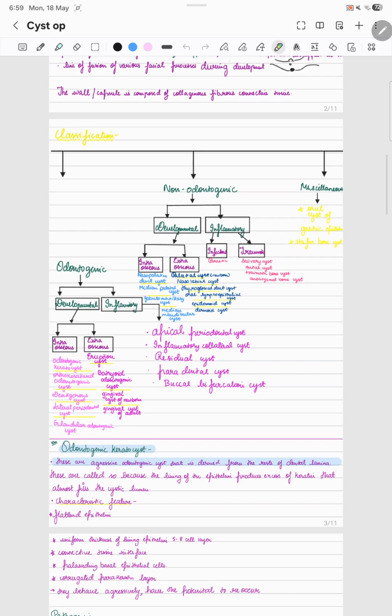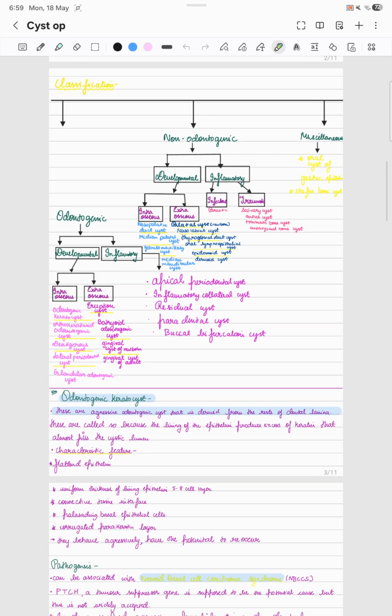Okay, so we'll quickly revise. There are three broad classifications: odontogenic, non-odontogenic, and miscellaneous. In odontogenic you have two, developmental and inflammatory, and in developmental you have two, intraosseous and extraosseous. In intraosseous you have your DOLOG. D stands for dentigerous cyst, O for odontogenic keratocyst, L for lateral periodontal cyst, another O for orthokeratinized cyst, and G for glandular cyst.